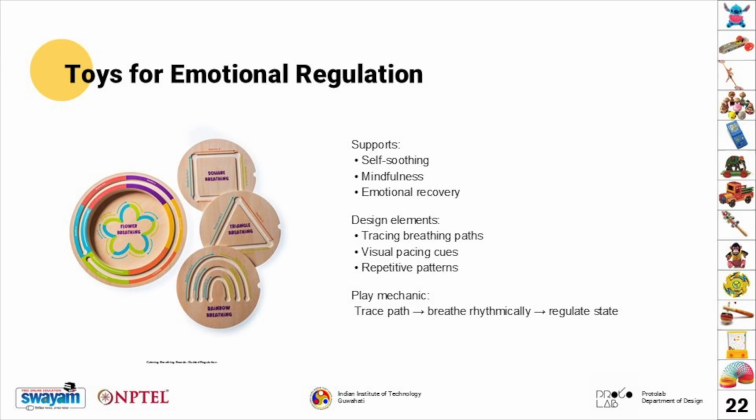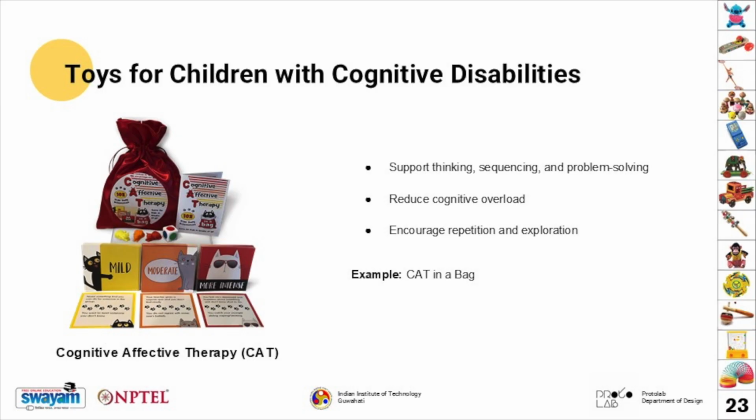The child experiences calming rather than being told to calm, making regulation an embodied interaction. Children with cognitive disabilities may find complex rules or abstract tasks overwhelming. Toys for this group need clarity, predictability, and emotional safety.